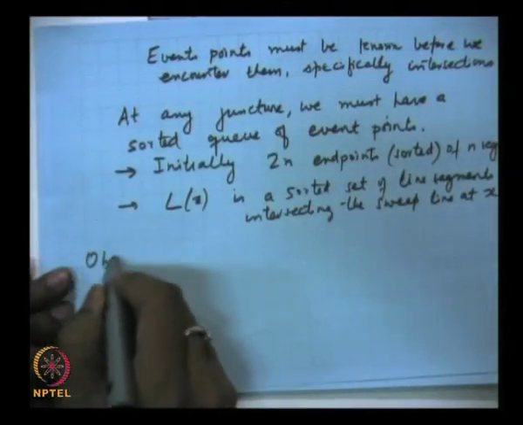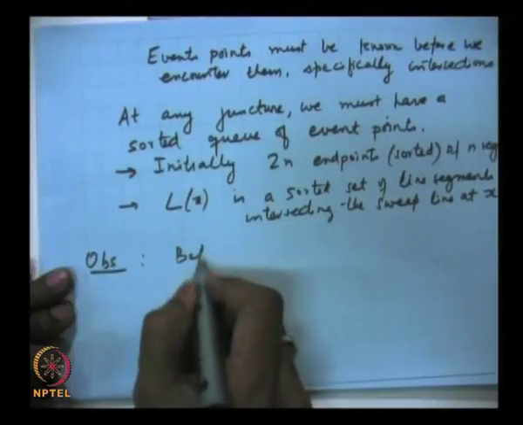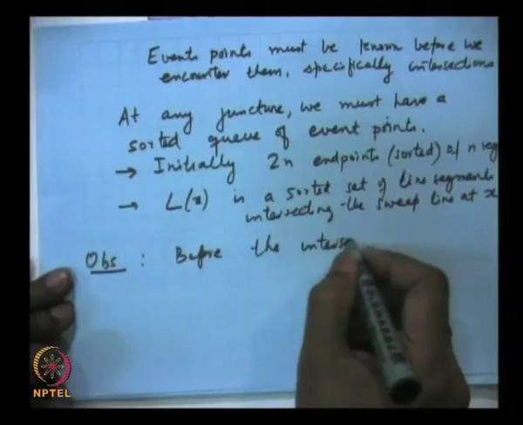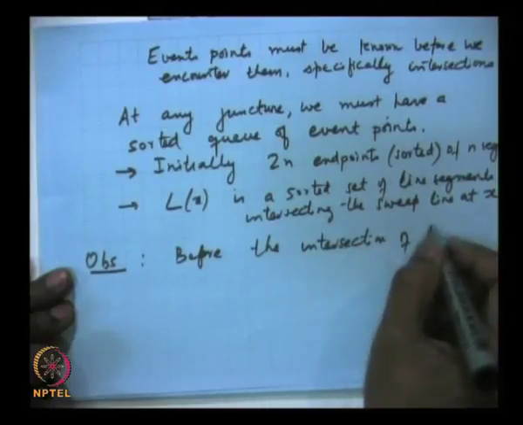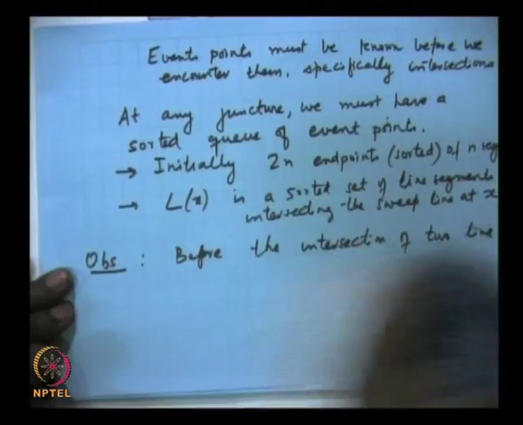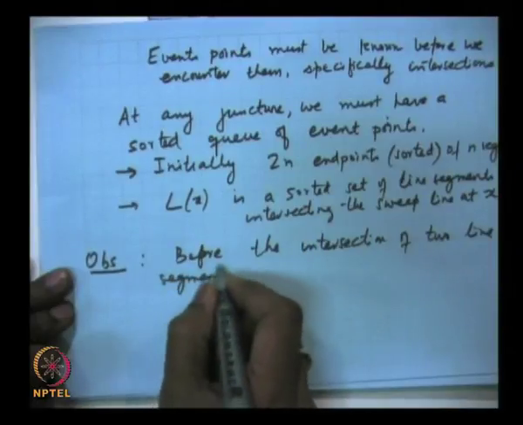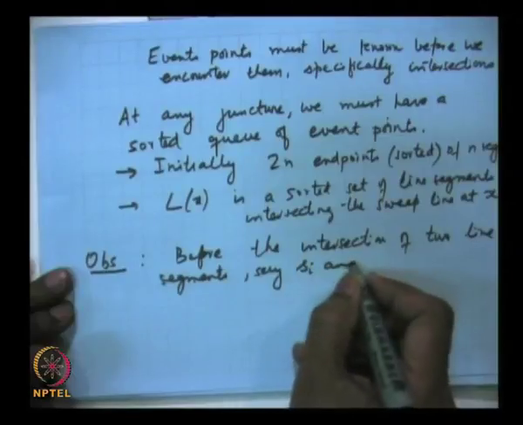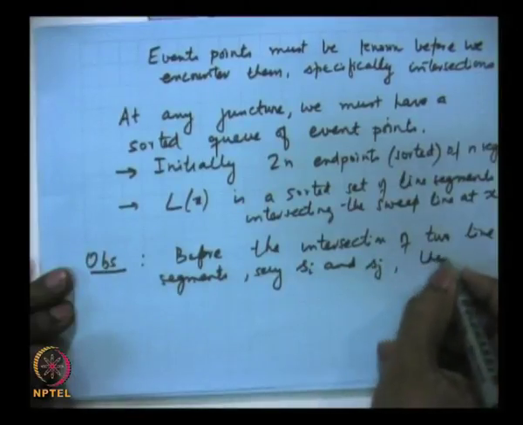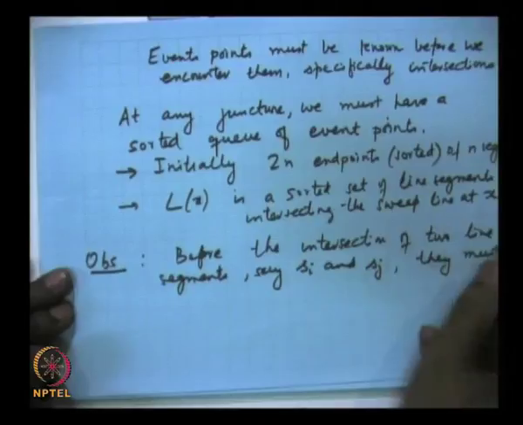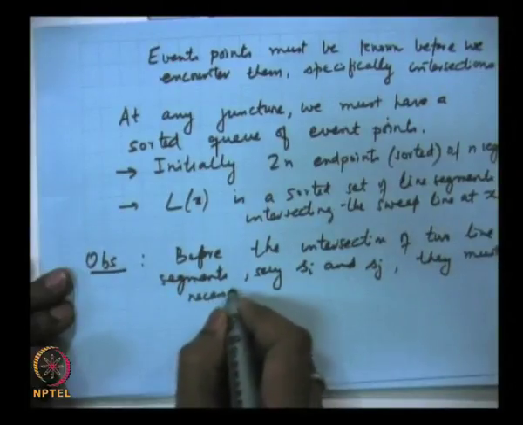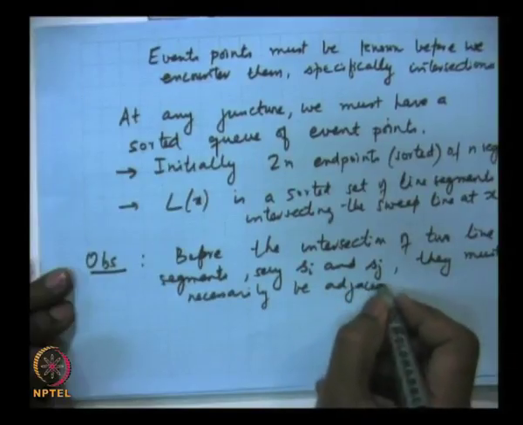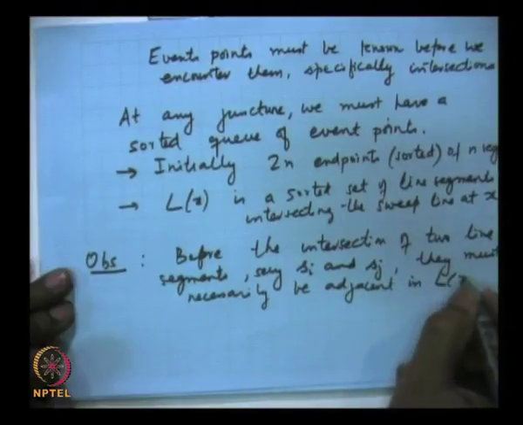So, observation: before the intersection of two segments, say S_i and S_j, they must necessarily be adjacent in L_x.